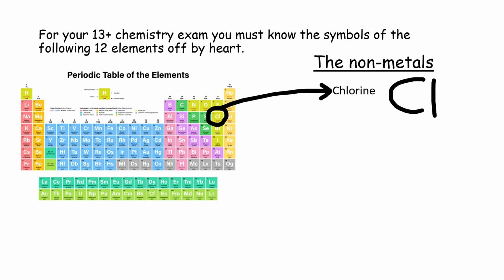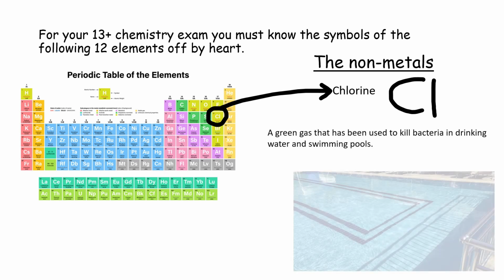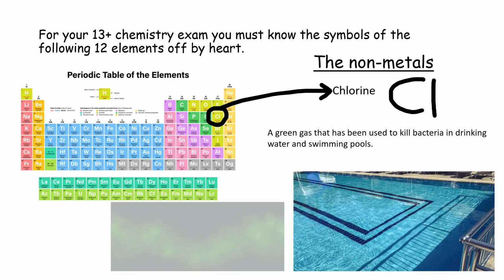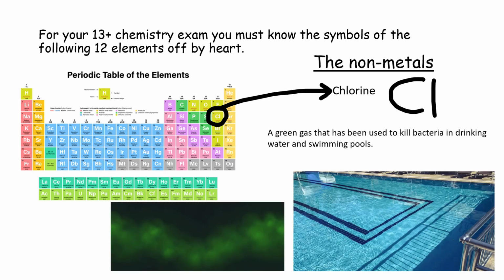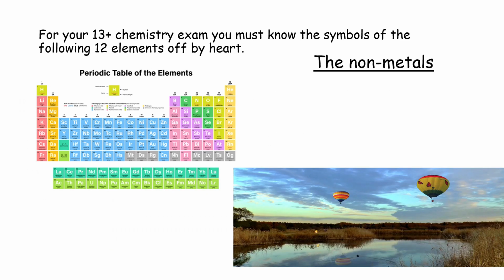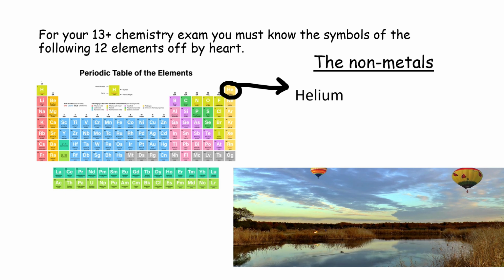Cl, capital Cl, stands for chlorine. Chlorine is a green gas. It's been used to kill bacteria in drinking water and swimming pools. And finally, we're looking at a gas that is the second lightest element in the periodic table, and that is helium. Helium is formed inside stars.